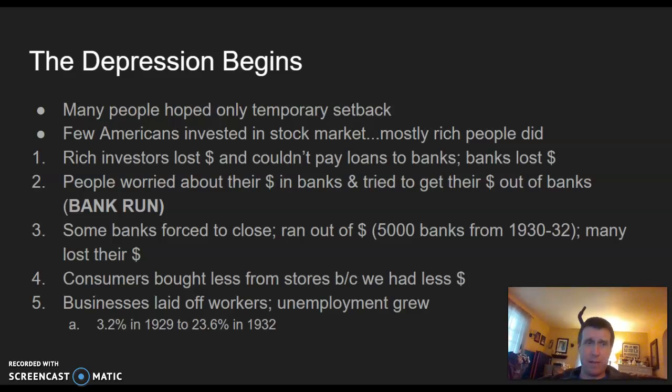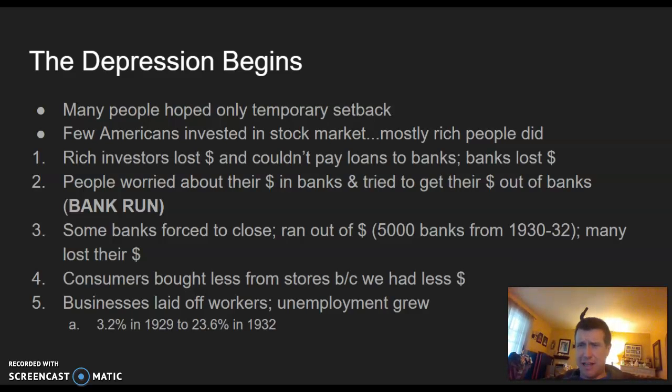Their friends rush off to the bank, take their money out. Before you know it, everyone's going to the bank, pulling their money out, and banks literally run out of cash. This forced a lot of banks to close, and that's not a good thing for the economy when banks have to close. Thousands of banks in the early 1930s were forced to close because of this.